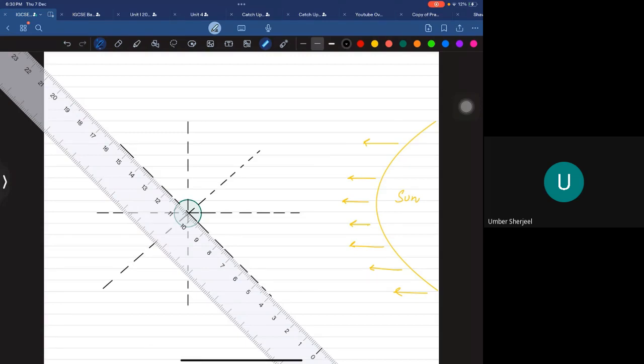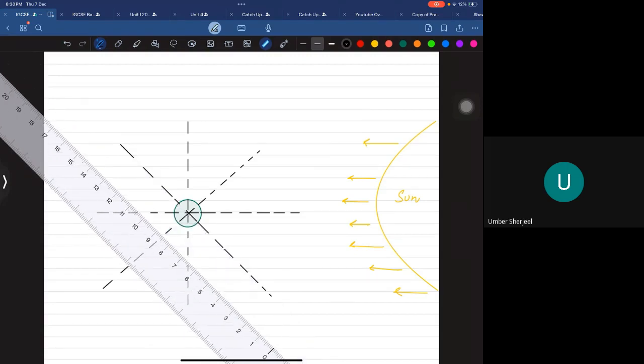Sir, do they need to be dotted lines or can we just make straight lines? If you want to make dotted, those are better, but you can make straight lines as well. It's fine. Okay.